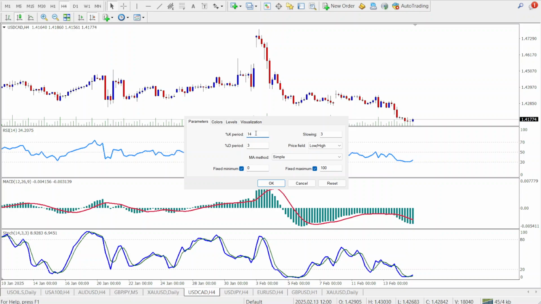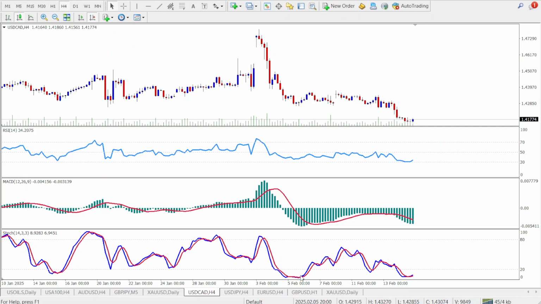You can see the percentage K is the main line, and you can actually modify the colors according to your taste. So the main line is the percentage K line, while the signal line is the percentage D, all right? So when the main line or the percentage K line crosses above the signal line or the percentage D line, you have a buy signal.